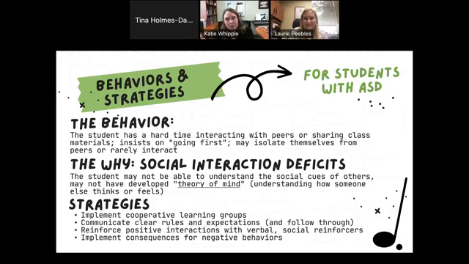So another behavior that we might really observe in a student with autism in our classroom might be perhaps the students having a hard time interacting with their peers, or maybe sharing class materials. Maybe they always are wanting to go first and really have a hard time waiting until it's their turn. They might also isolate themselves from their peers, or really just not interact very much with their peers.